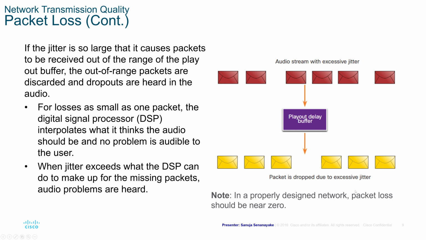So in a properly designed network, the packet loss should be near 0 or 0. It's almost impossible to have a packet loss of 0, so it should almost always be near 0, but sometimes you can even achieve 0 if you properly design your network.